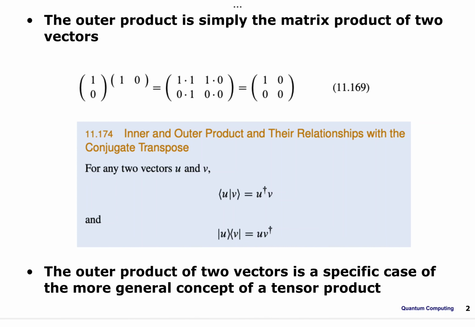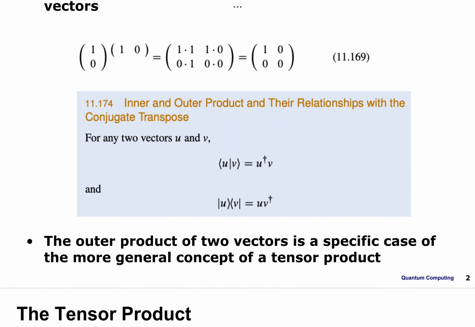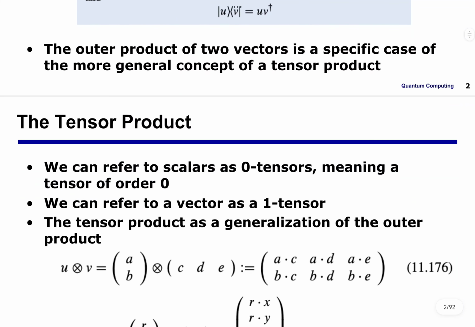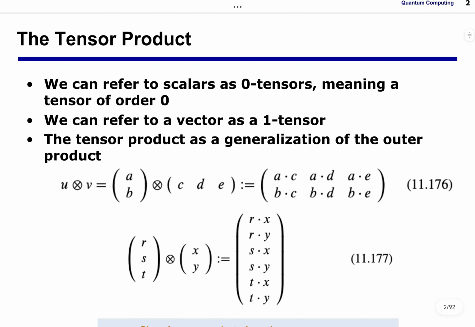The outer product of two vectors is a specific case of the more general concept of the tensor product. The tensor product is the more general concept, and its notation is a circle with an x. What does the tensor mean?